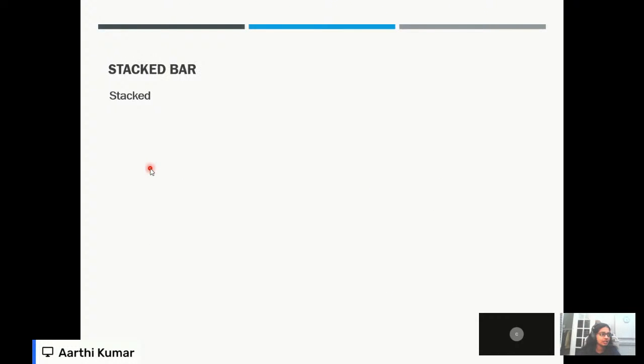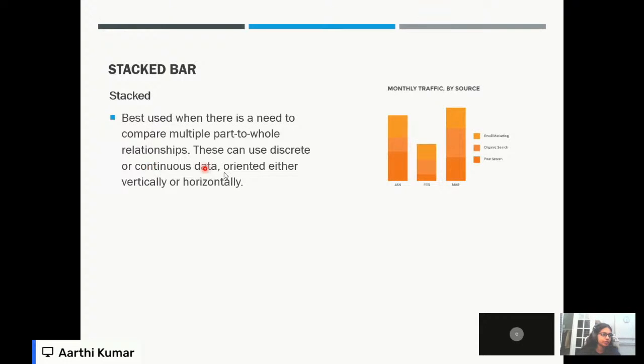Right. Stacked bar. So stacked bar is when you want to add one more dimension and stack it. For example, you have monthly traffic by source, and the traffic comes from either email marketing, organic search, or paid search. So stacked is best used when there is a need to compare multiple part to whole relationships. These can use discrete or continuous data oriented either vertically or horizontally.